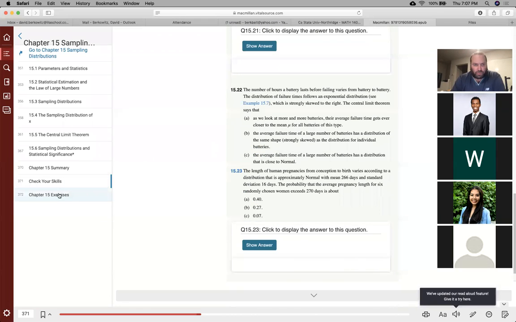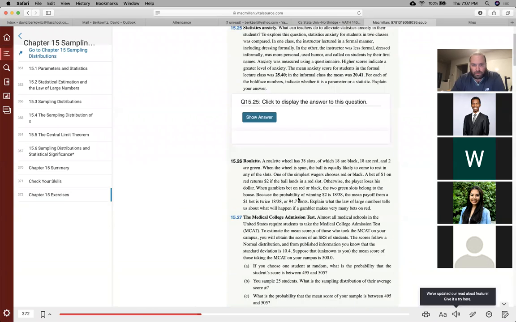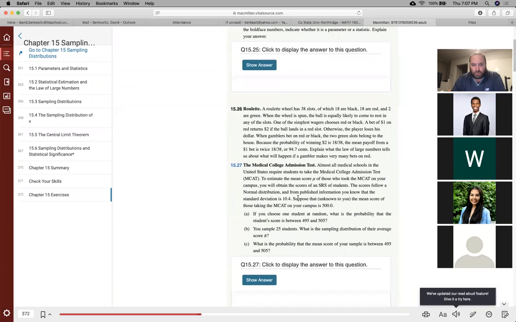So let's do some ones that require a little bit of math. So how about we do number 27. So the question says, almost all medical schools in the United States require students to take the medical college admission test, the MCAT. To estimate the mean score mu of those who took the MCAT on your campus, you will obtain the scores of an SRS of students. The scores follow a normal distribution. And from published information, you know that the standard deviation is 10.4.